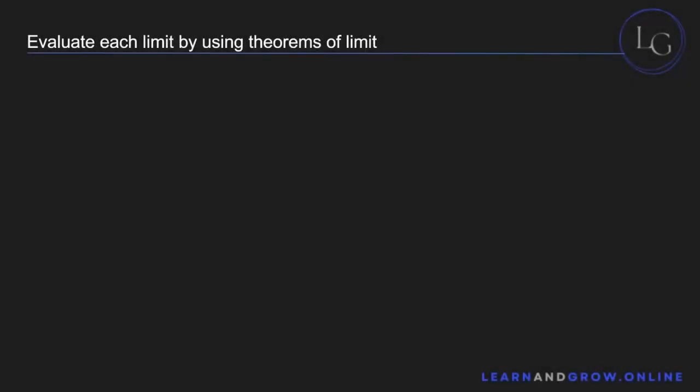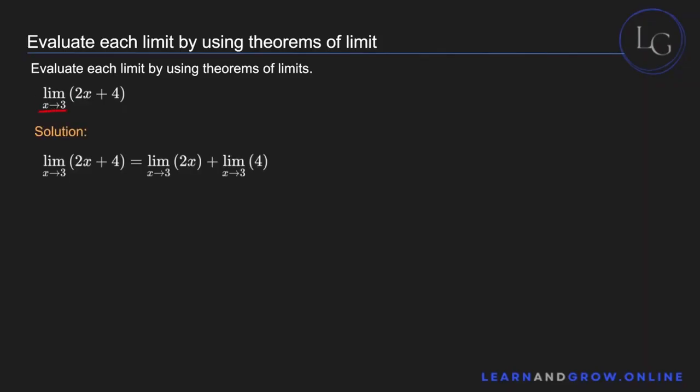Now let's evaluate each limit by using theorems that we discussed earlier. We have to evaluate 2x plus 4 as x approaches 3. As you know, when you have two things being added or subtracted, you can apply the limit separately on each of them. So the limit of 2x plus 4 as x approaches 3 can be written as the limit of 2x as x approaches 3 plus the limit of 4 as x approaches 3.